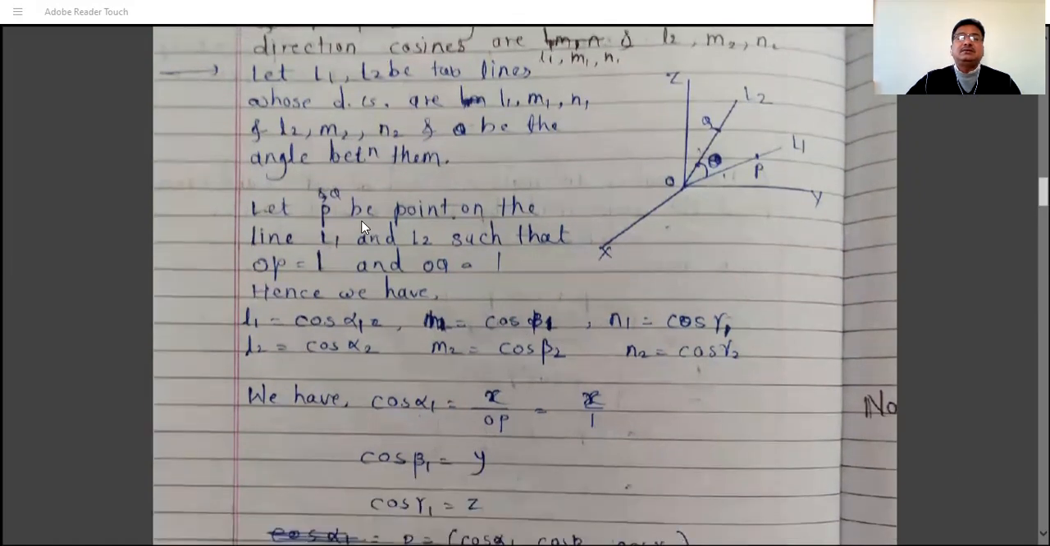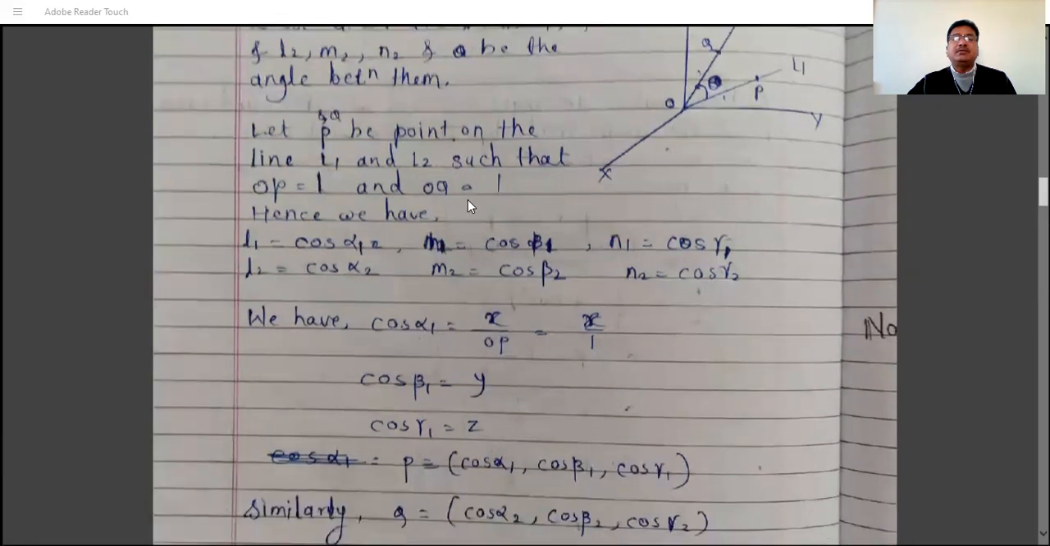Let P and Q be points on the lines L1 and L2 such that OP is equal to 1 and OQ is equal to 1 unit. So P is the point on line L1 and Q is the point on line L2 such that the distance OP is 1 and OQ is also 1.